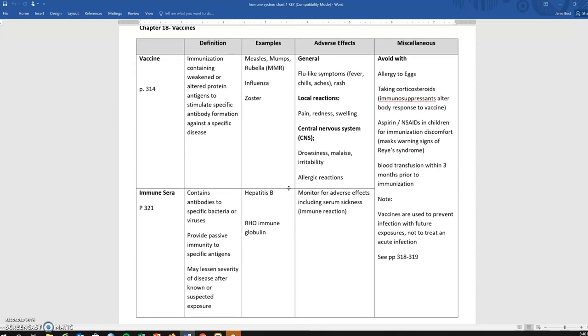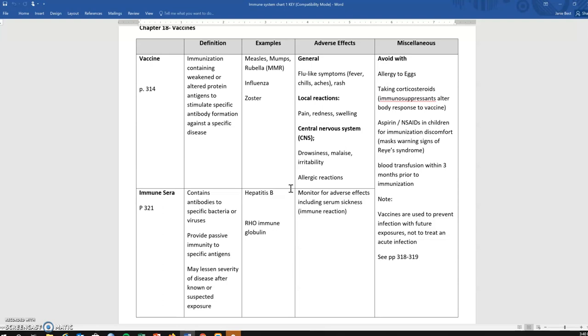Chapter 18 goes into detail about vaccines and immune sera. I just need you to know the difference because you're going to talk about these in more detail in your PEDS course. Vaccines are immunizations containing weakened or altered protein antigens, examples would be your measles, mumps, rubella immunizations, your influenza immunization, zoster.